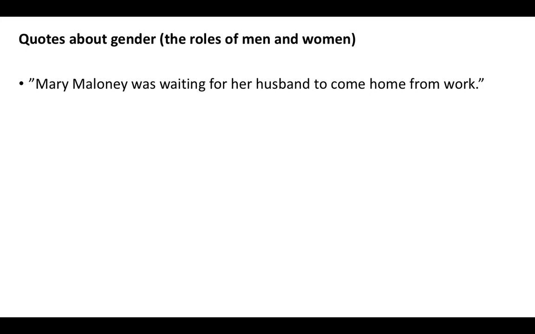So from the beginning of the story, I've got "Mary Maloney was waiting for her husband to come home from work." So why is this one about men and women and their roles? Well, it shows us that Mary is reliant on her husband to lead her day. It shows that she wants to wait on him and therefore has dropped everything until he is back so that she can do what he wants her to do.